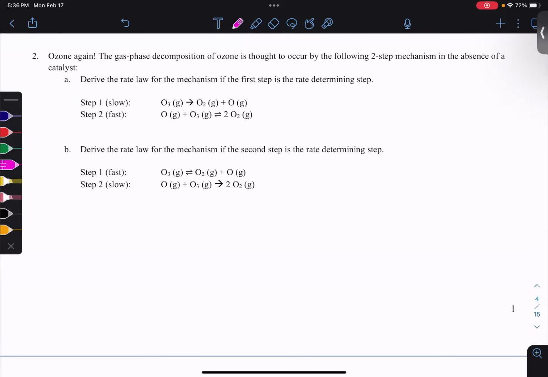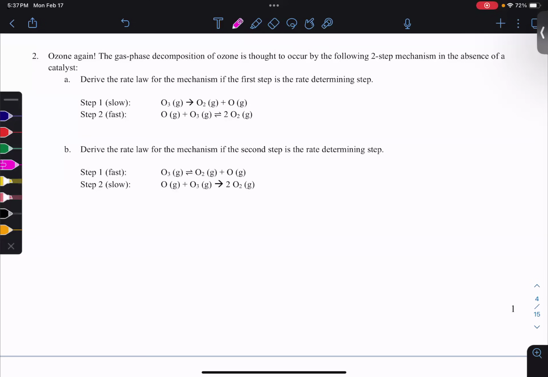So that would require you to go through and ask yourself, what if the first step is the slow step? What if the second step is the slow step? What if the third? We'll never ask you to actually conjure up a mechanism on your own. We'll usually, like in this example, give it to you. So here I have a 2-step mechanism, and we're just going to approach it: what if the first step is the slow step? What if the second step is the slow step? What are the subsequent rate laws for those?